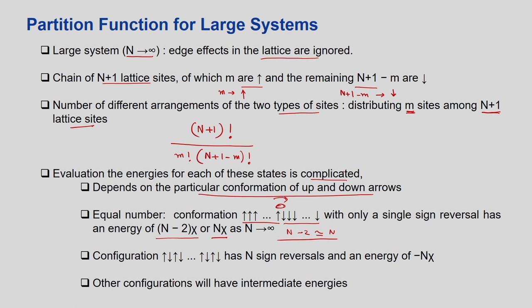But if one is at this extreme and the other at the other extreme, such that every arrow changes direction, then there will be n sign reversals. In this case, because there is a sign reversal, there will be the negative of the interaction energy. So, you keep on doing this n number of times, and you get the value as minus n times the coupling factor. In between, all the configurations will have intermediate energies.